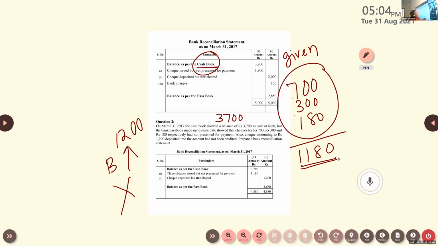Okay. Is it clear now? It is only the case of this addition and subtraction. You just have to understand. You should get that technique.